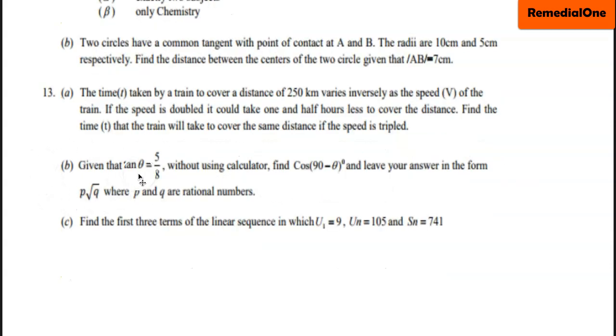The B part. Given that tan theta is equal to 5/8, without using a calculator, find cos of 90 minus theta and leave your answer in the form of P with Q, where P and Q are rational numbers. The last one. Find the first 3 terms of the linear sequence in which the first term is equal to 9, the nth term is 105, and the sum of the first n terms is equal to 741.